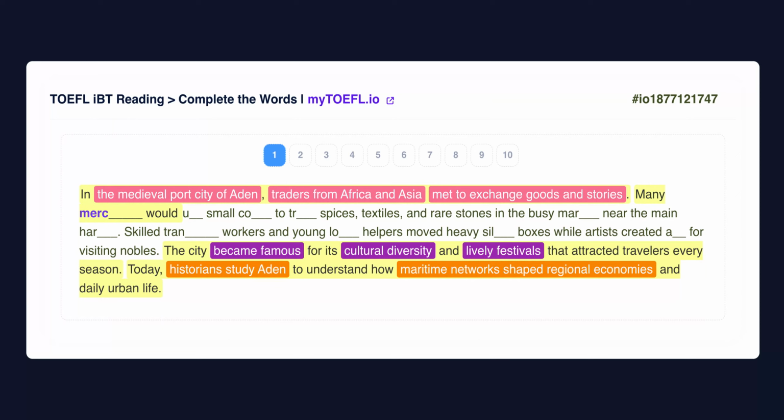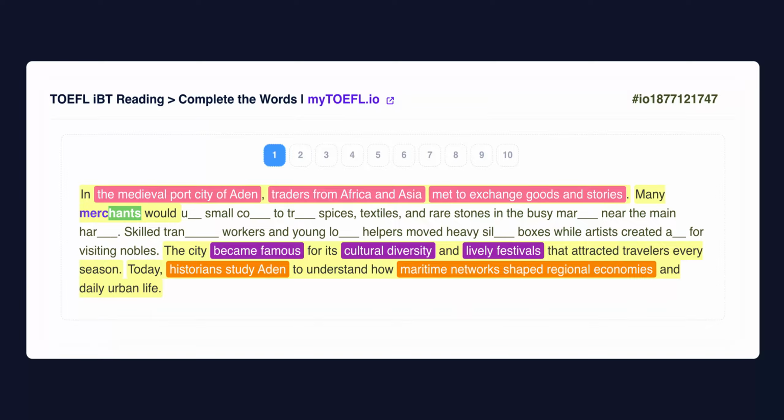The first sentence already introduced us to traders. A very similar word for a trader, especially in a historical context, is a merchant. The provided letters M, E, R, C fit perfectly. Therefore, the complete word is merchants. Great. Let's move to the next blank in the same sentence.